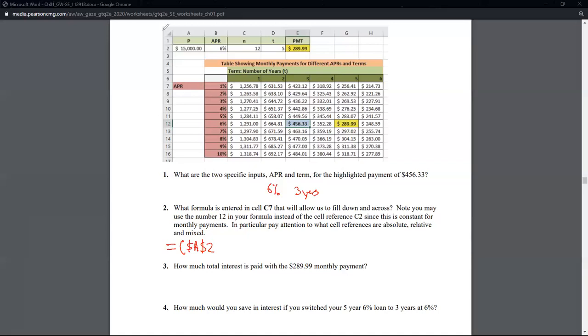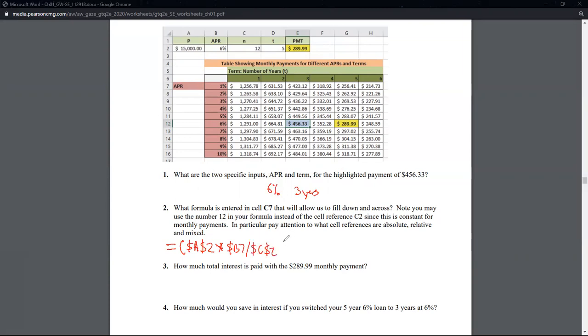Cash A2, and I can't see that, so I got to move something that you might not be able to see. Then times cash B7 slash, I'm actually going to use the cell reference though, instead of typing 12. So I'm going to use cell C2, but we don't want C2 moving at all.